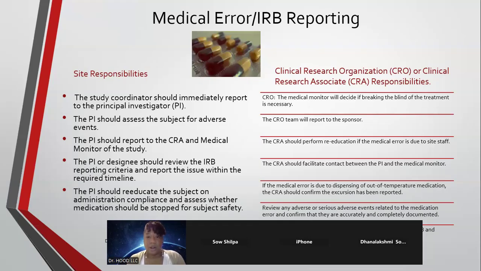That temperature excursion should have been reported. So the CRA becomes a private investigator at this time. They need to investigate why that medication was out of range and why it was not reported. So I just wanted to point that out. So any questions about medication error or IRB reporting?